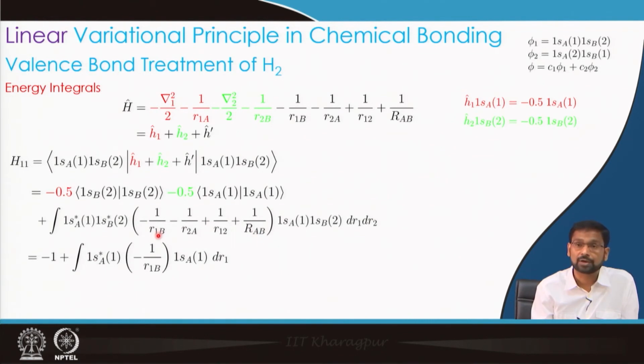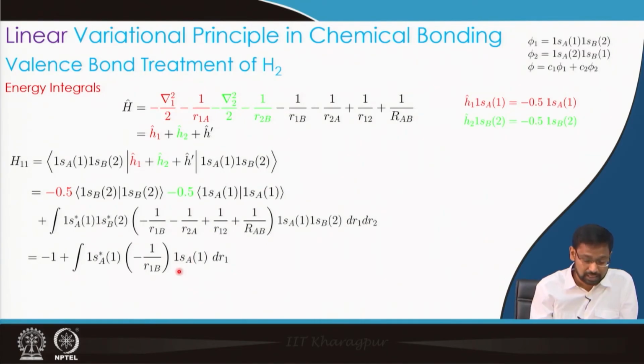Now, when I see this operator 1 over R1b, the operator depends on electron number 1. So, I have to separate the terms that depend on electron number 1 from those terms that depend on electron number 2. Now, I am collecting all the terms that are depending on electron number 1. So, that is 1sA star (1), and from the ket I have 1sA(1) and the operator. Now, there is another integral, that is 1sB star (2) and 1sB(2), and I will integrate over dr2. So, that will give me 1, because the 1sB is a normalized function. So, therefore, the term that I am left with is essentially this term multiplied by 1.